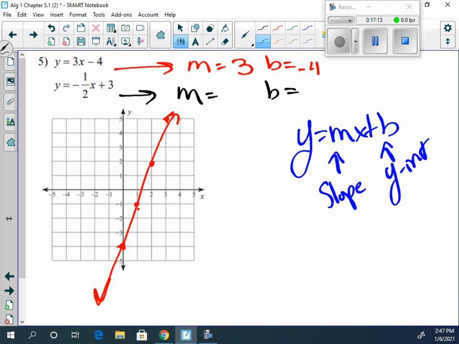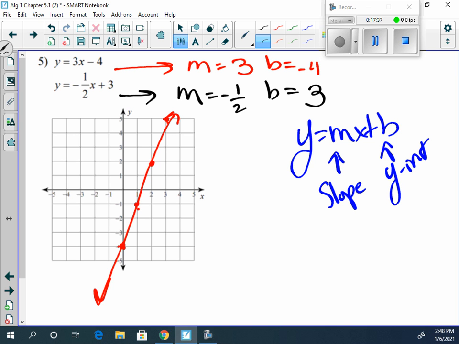Okay, let's look at the other line. y equals negative 1/2 x plus 3. So what's our slope? Negative 1/2, negative 1 over 2. And this y-intercept would be 3. So where do I start with this here?